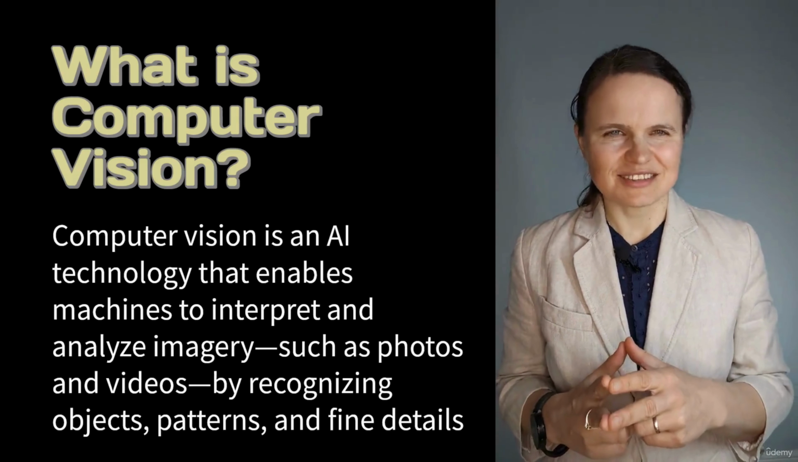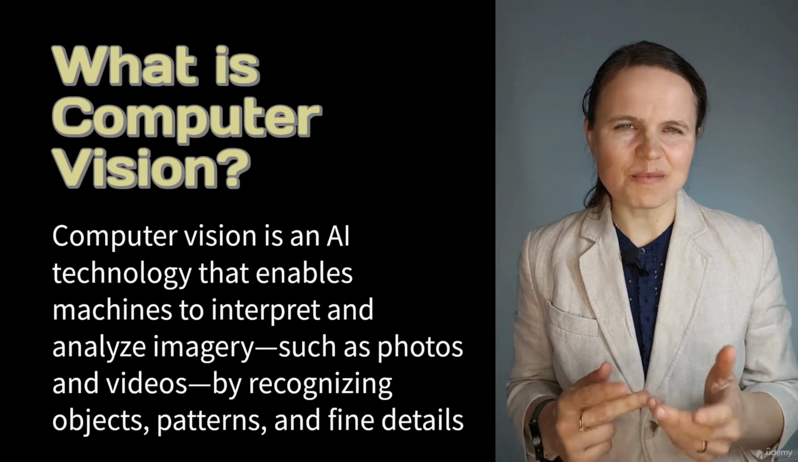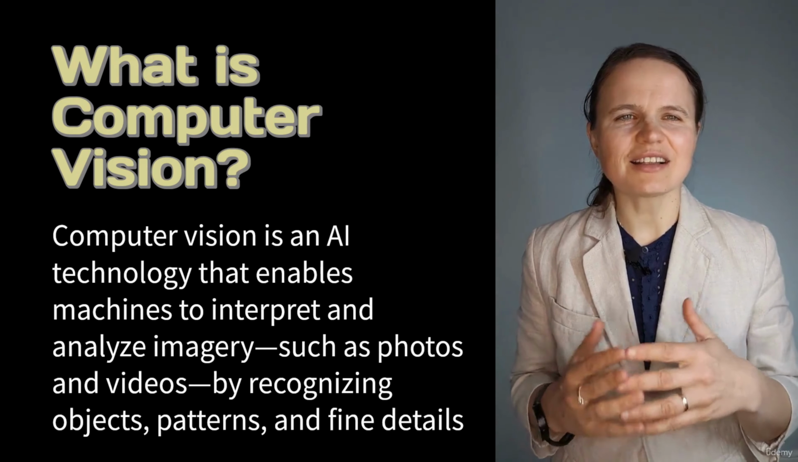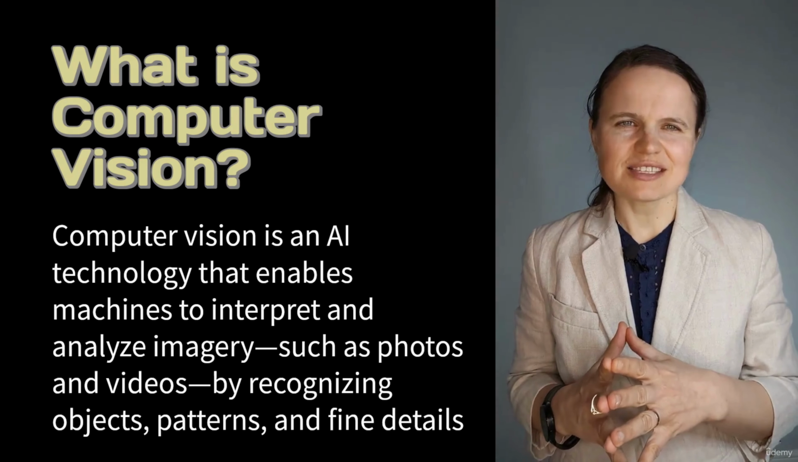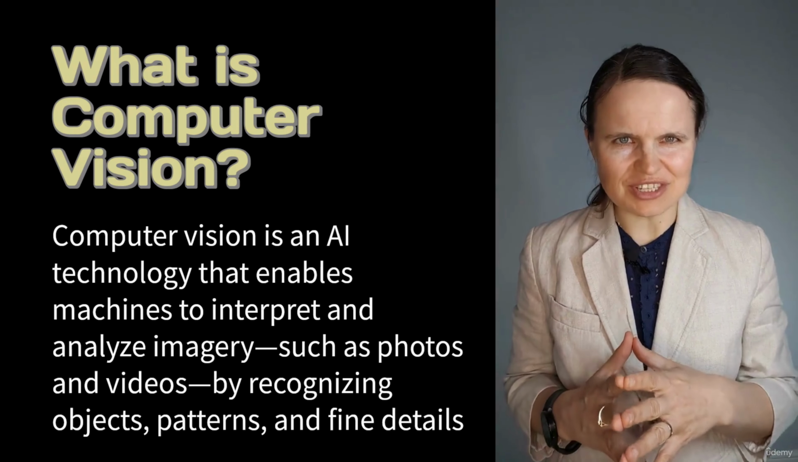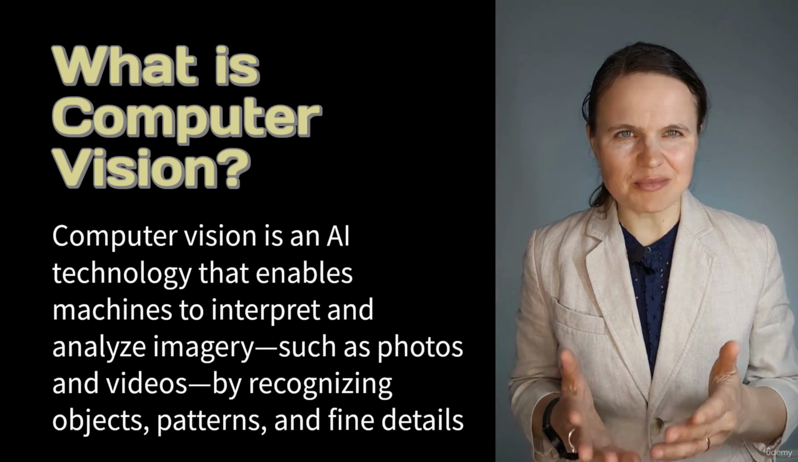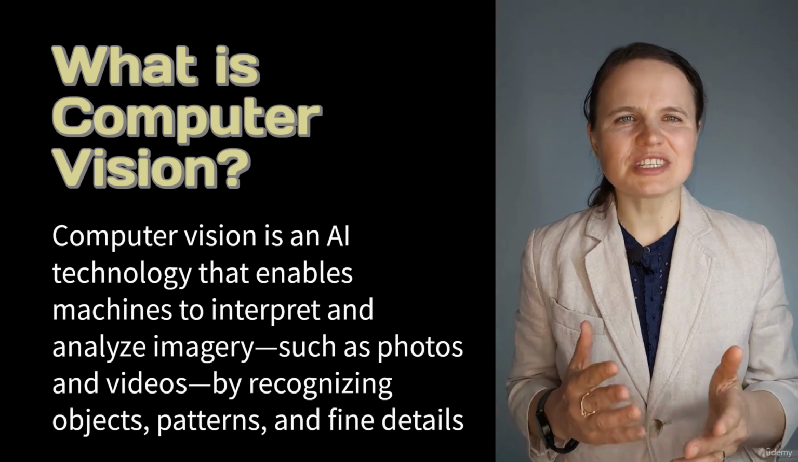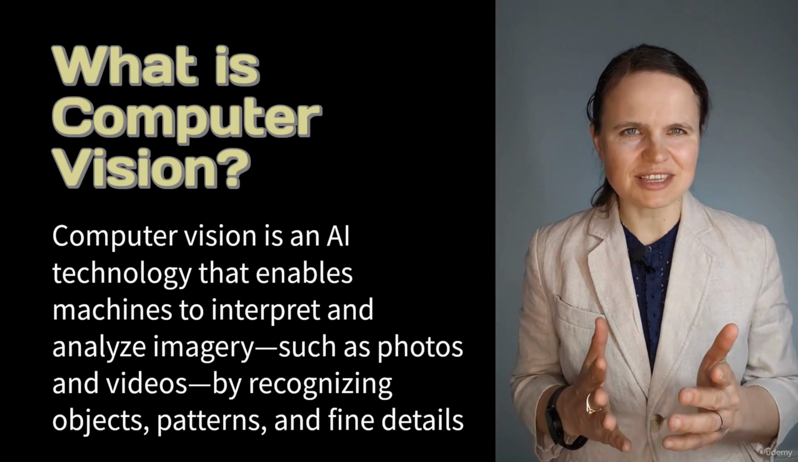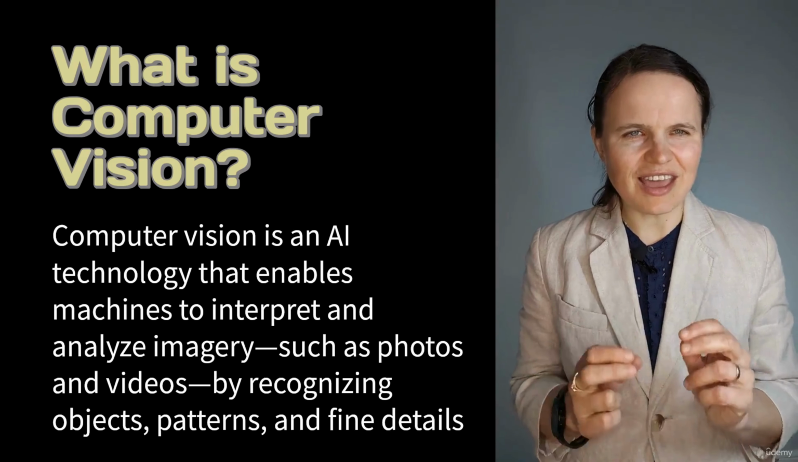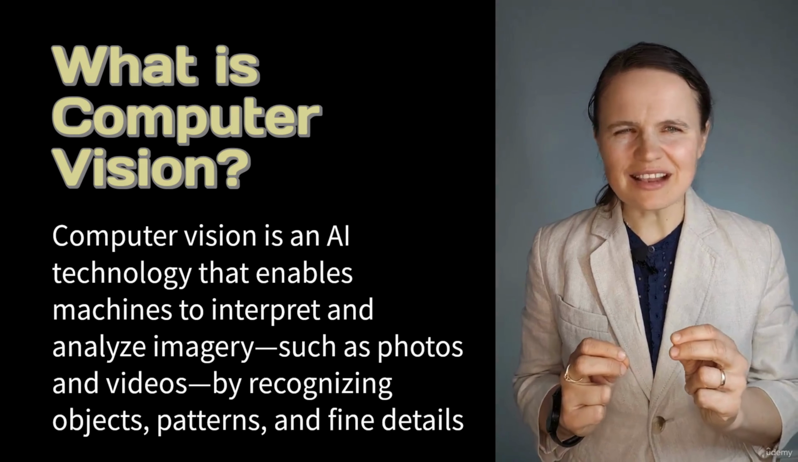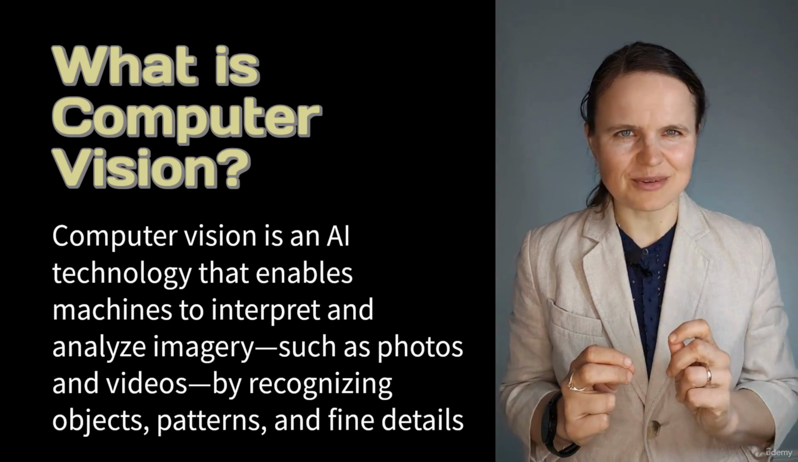So what is it? Computer vision is how computers can see and understand images. It's a type of AI technology that works with photos and videos, we call them imagery, to help machines recognize objects, shapes, and even tiny details, exactly like human eyes do.